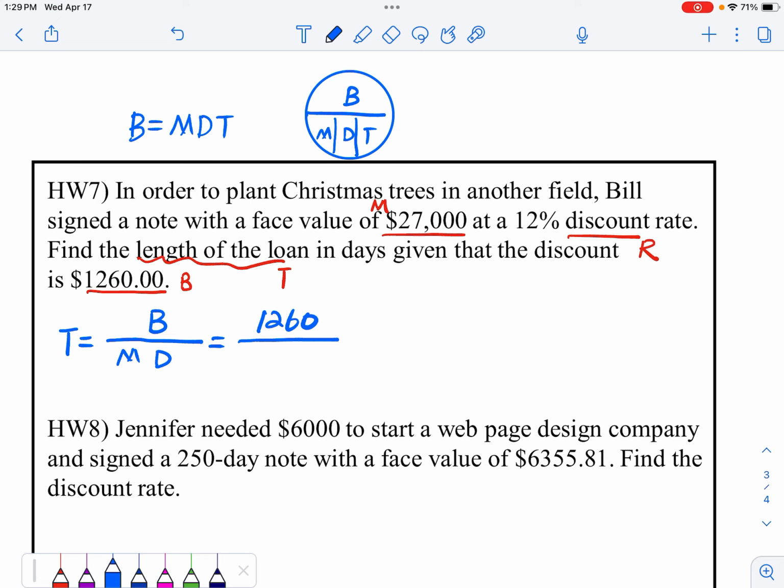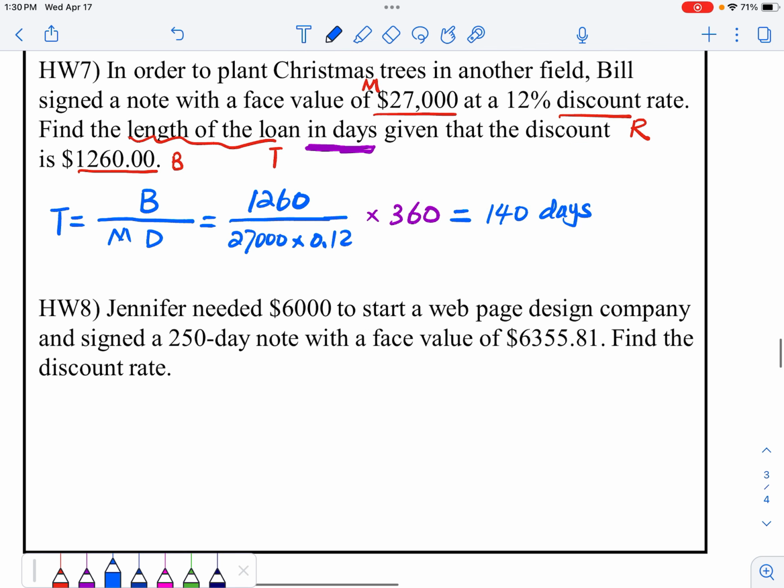M is 27,000 times the discount, which is 0.12. By the way, if you do the algebra, this is going to be in the units of year. In the question it says, find the loan in days, right? So we have to convert this result into number of days. How do we convert it into number of days? You multiply by the days, 360. So this turns out to be 140 days. Check the math for me.